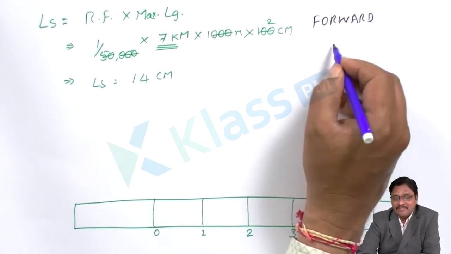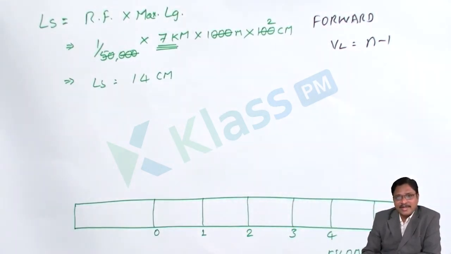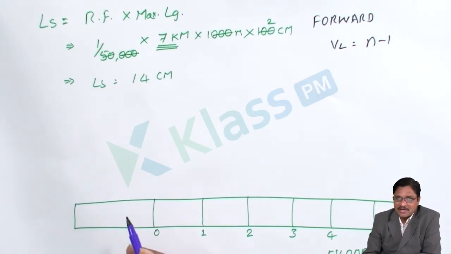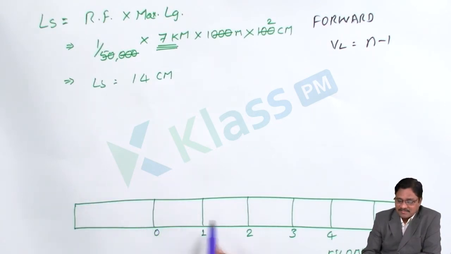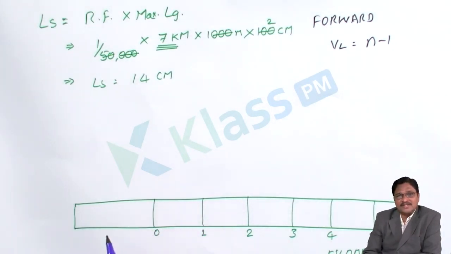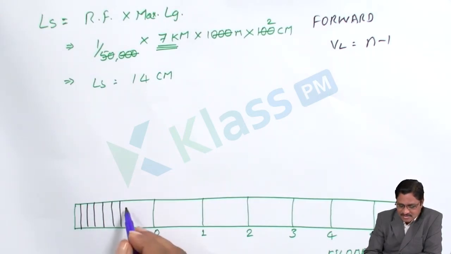So what is the vernier length? VL equals N minus 1. N minus 1 means the main scale, whatever the floating divisions, how many divisions you are going to make, one less is to be considered. Being the decimal system, as a unit of one distance, say 1 kilometer, you have to depend on 10 divisions. So let me divide it into 10 equal divisions: 1, 2, 3, 4, 5, 6, 7, 8, 9.